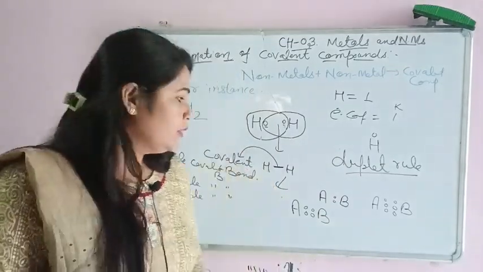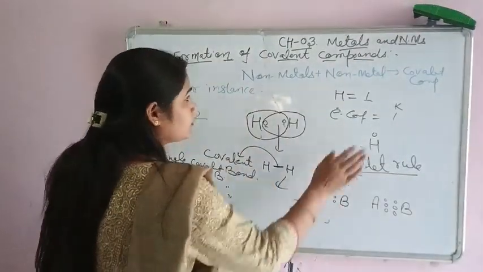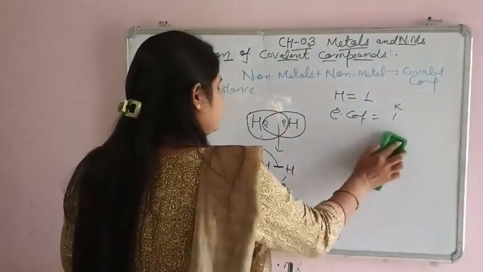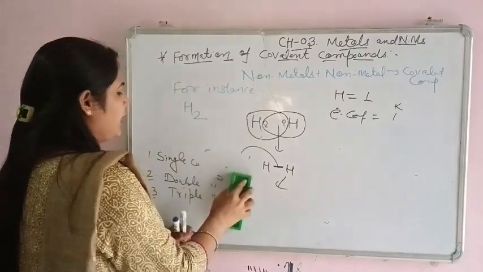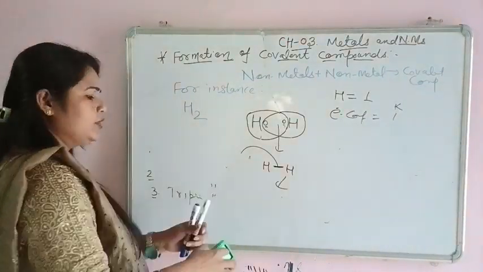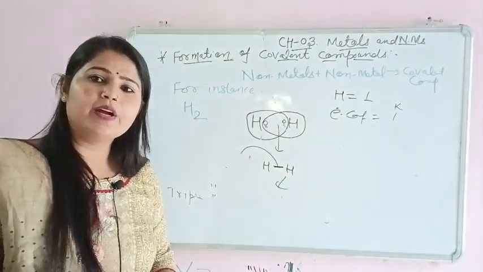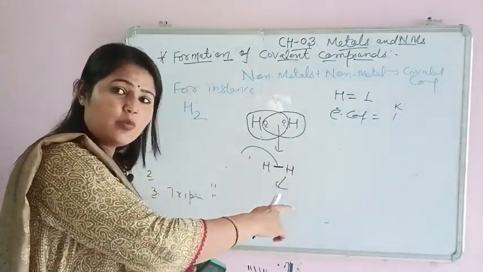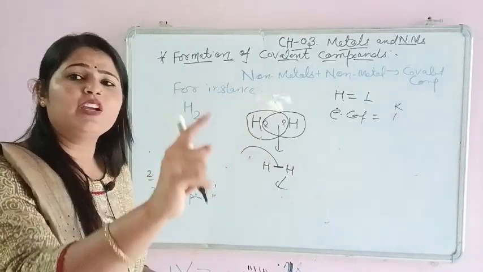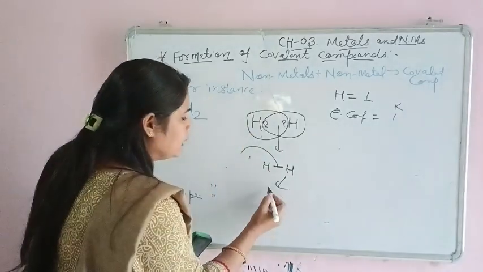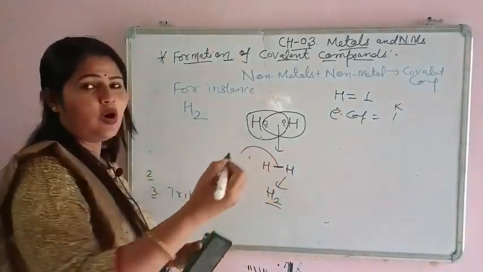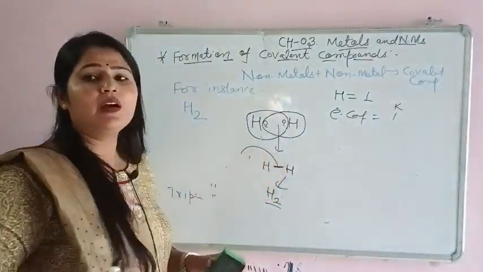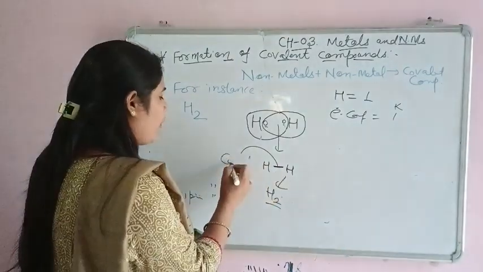Clear? So here, H, H. The H2 molecule contains a single bond, because there are two electrons present between the two H atoms. So the H2 molecule forms a single covalent bond, and this is the formation of the H2 molecule, that is a covalent compound, and this is a covalent bond.